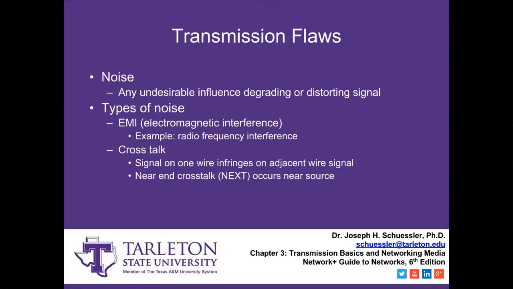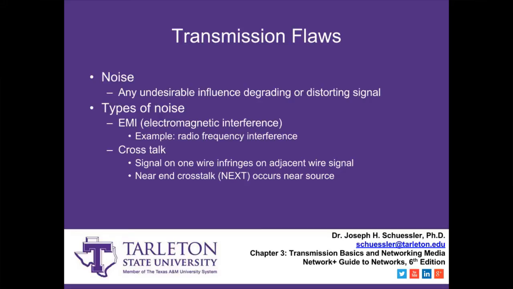Pretty much every type of transmission medium is subject to some sort of transmission flaws. Some are more susceptible than others. Those flaws tend to be described as some sort of noise. So noise is just any kind of undesirable influence that degrades or distorts the signal. Those ones and zeros that we're trying to represent, if you get a little bit of noise, all of a sudden one of those ones becomes a zero, or one of those zeros becomes a one. And when we're trying to represent data, numbers or characters, that becomes problematic.